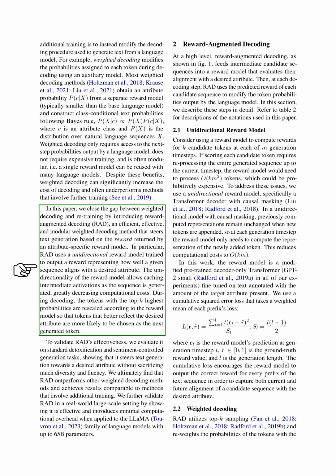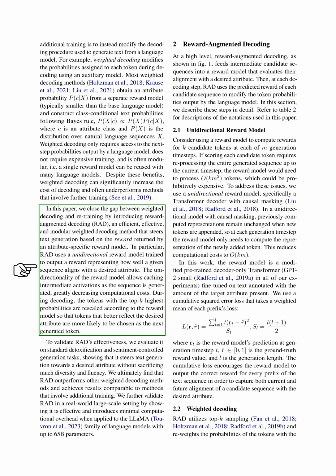Despite these benefits, weighted decoding can significantly increase the cost of decoding and often doesn't perform as well as methods that involve further training. In this paper, we introduce Reward-Augmented Decoding, RAD, a weighted decoding method that guides text generation based on the reward given by a reward model specific to an attribute.